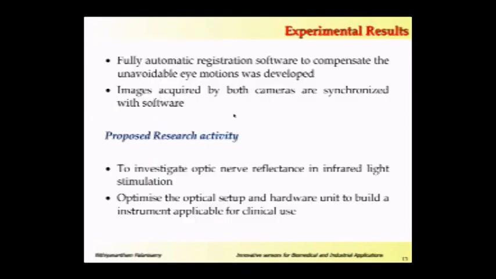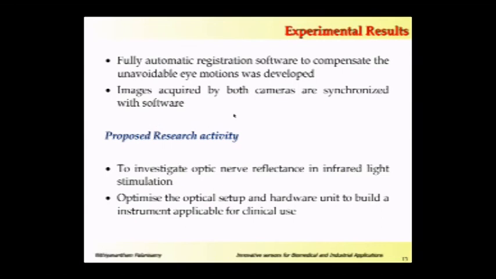The results obtained in this activity are that we have already developed a fully automatic registration software that is used to compensate the eye motions, the translation in X and Y direction as well as the rotation. We have already developed a software that is used to synchronize both the cameras to acquire the images at the same time. Now we are working on developing a software to align the images based on one camera's shift with another camera.